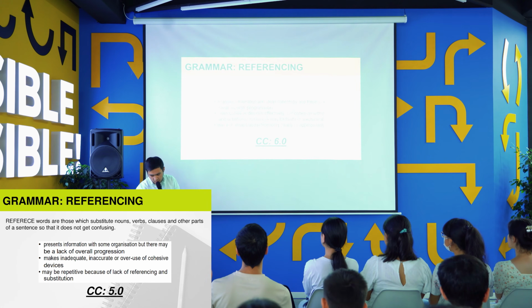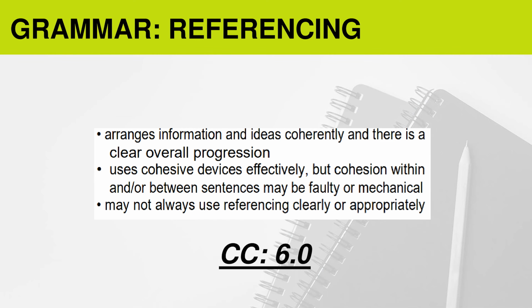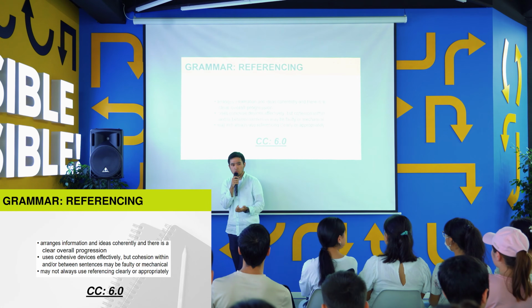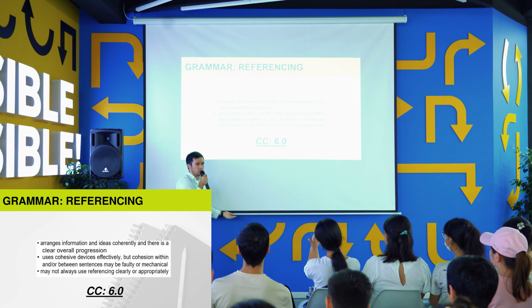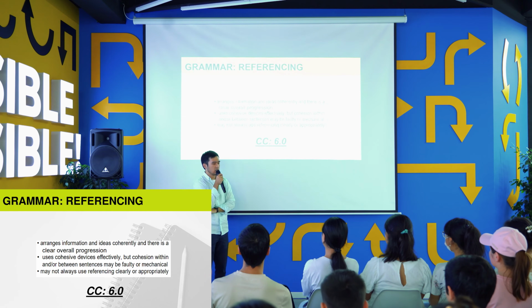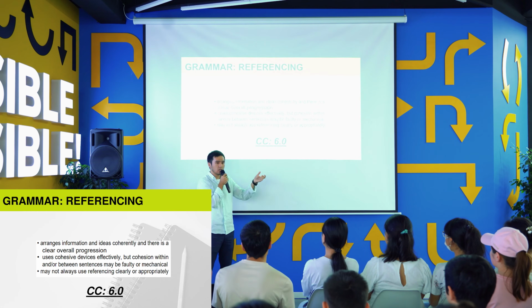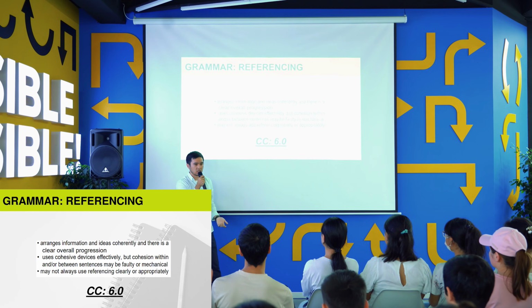So next one is like coherent cohesion 6. Here they say, may not always use referencing clearly or appropriately. What is this now? So you are using now referencing, but it is not clear. So referencing is a very common tool which you have been doing from, like intermediate or pre-intermediate level, but it's very common and easy to make mistake with that. Be very careful with referencing. If you reference a word and that word is wrong or unclear, your score is likely to be 6 in terms of coherence and cohesion.